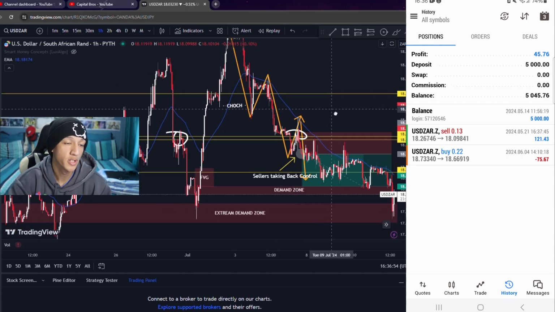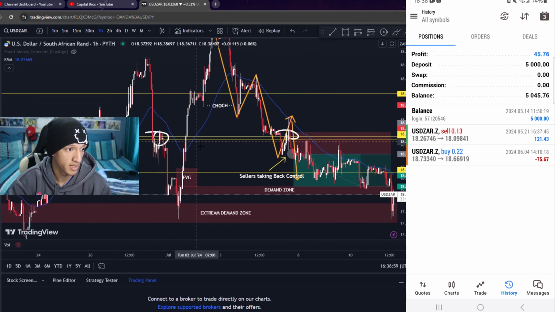Next, we look for structure or an area of interest. As we can see here, I made 2 lines with a supply zone or demand zone, depending.